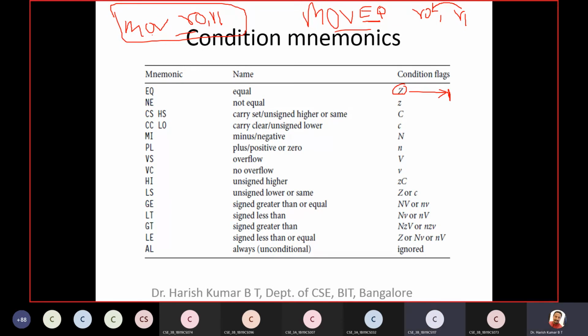Yes, sir. Is it clear? Similarly, this is one such condition mnemonic that can be embedded into an instruction. But there are many such.